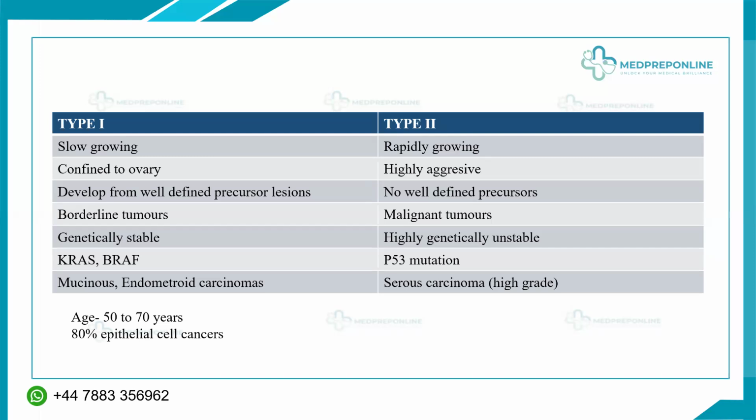Whereas for type 2, these are rapidly growing and aggressive tumors. They don't arise from any particular precursors. Since these are malignant tumors, they are highly genetically unstable, and most of them arise from P53 mutation. Most common subtype is serous carcinoma. So please remember, for type 1, it is mucinous as well as endometrioid type of ovarian carcinoma, whereas for type 2, it is serous carcinomas, which are high grade. Again, the age group most commonly is 50 to 70 years, and most important to remember, 80% of the ovarian cancers are epithelial cells in origin.